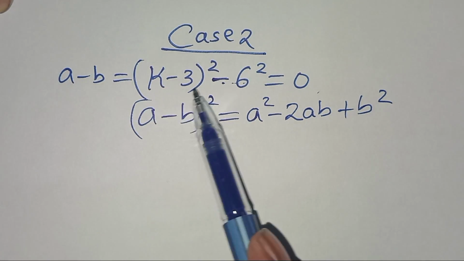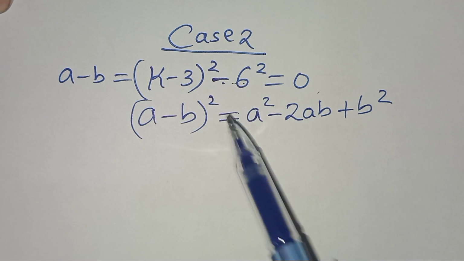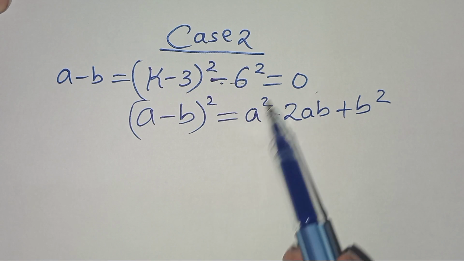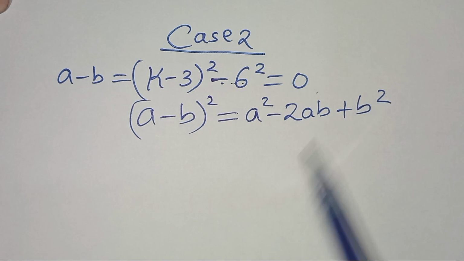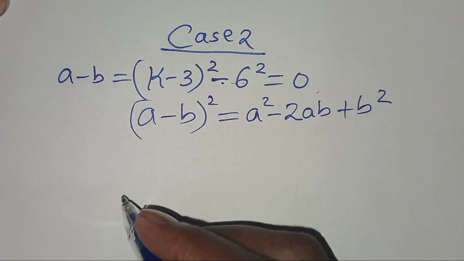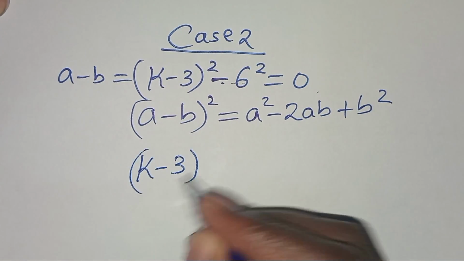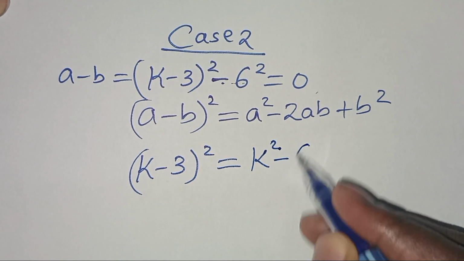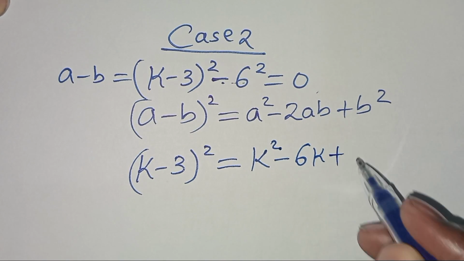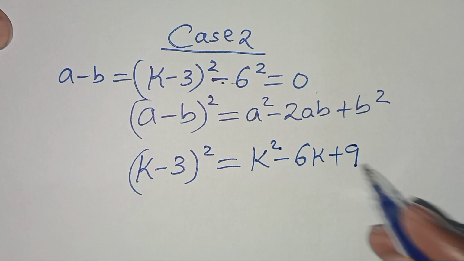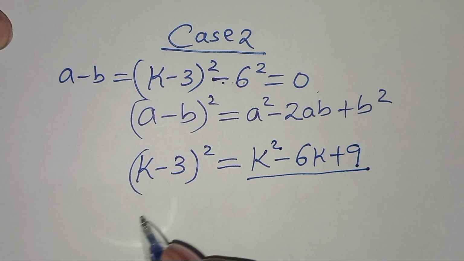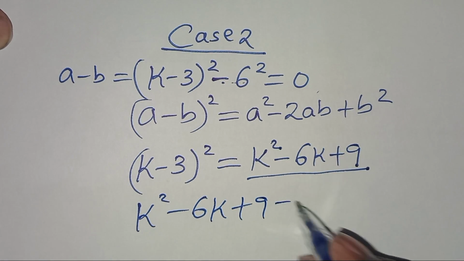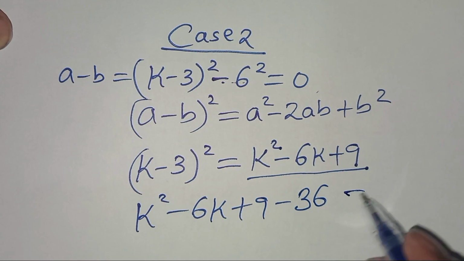Now we have (k minus 3) squared minus 6 squared. We have that (k minus 3) squared is in the form of (a minus b) squared, which you can express as a squared minus 2ab plus b squared. Applying this algebraic identity, (k minus 3) squared can be expressed as k squared minus 6k plus 9. All right. Now let's substitute this here. We have k squared, subtract 6k plus 9, subtract 36, equal to 0.